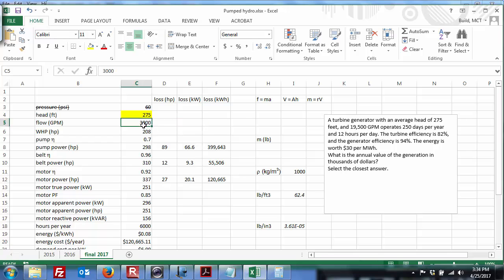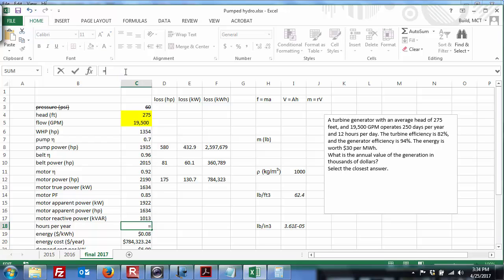19,500 GPM. I like a comma. Keep it tidy. That's another input. Operates 250 days per year. Hours per year, so 250 times 12. Equals 3,000, so that's another input.